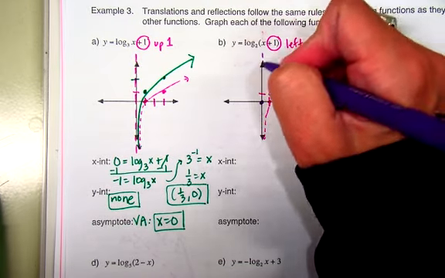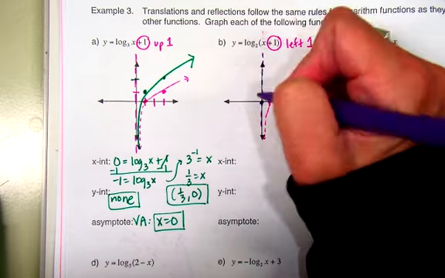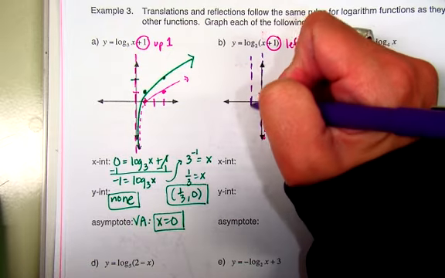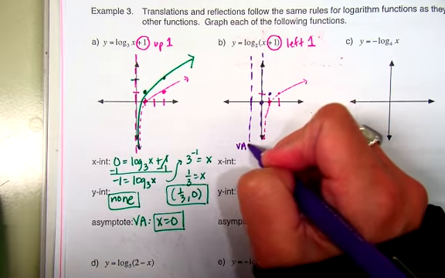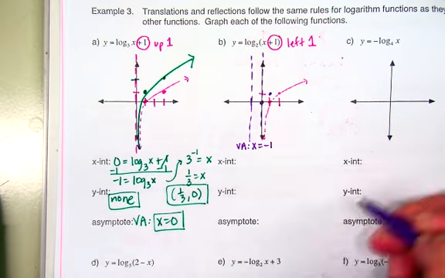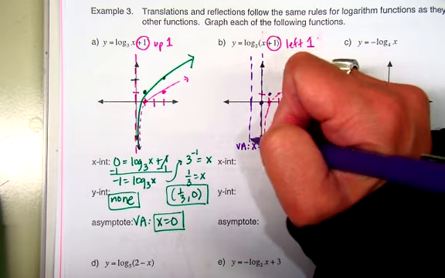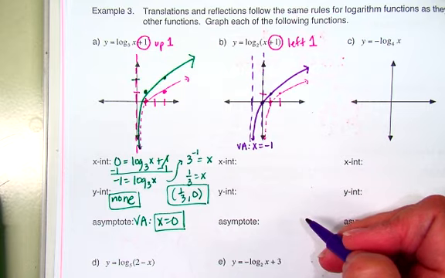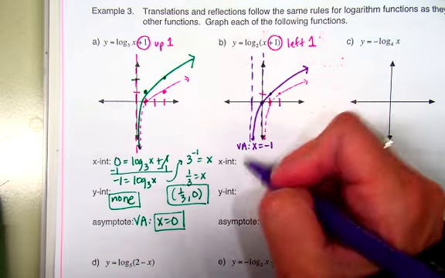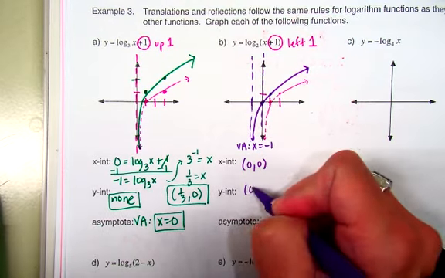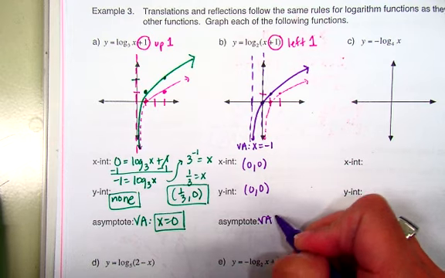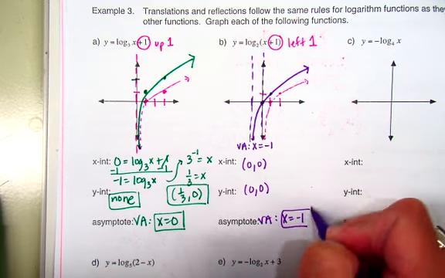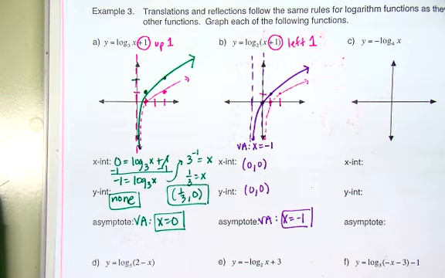What else has shifted left is that vertical asymptote. So my VA has now also shifted left to x equals negative 1. And so my graph will come up like this and then grow in that direction. Okay? X-intercept, pretty obvious. Y-intercept is the same. That asymptote now has shifted to x equals negative 1.